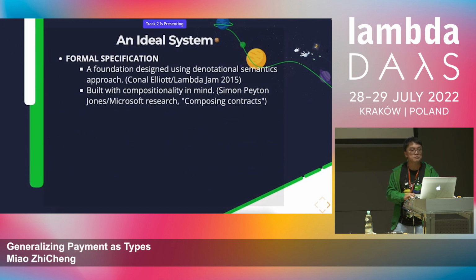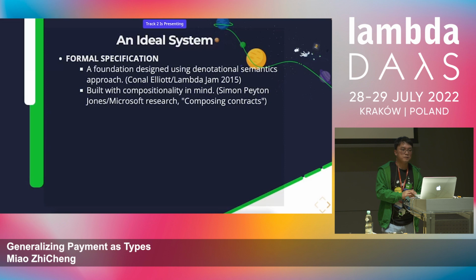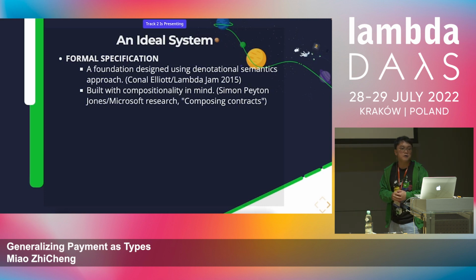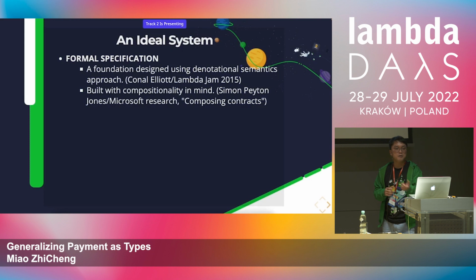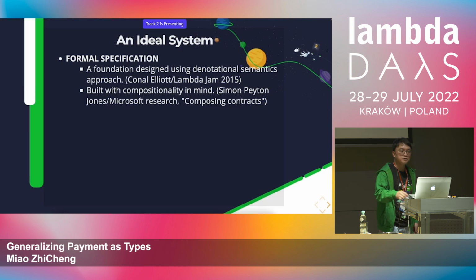So actually, Simon Peyton Jones, if you're into Haskell, you must know who he is. He has been working for Microsoft Research for a long time. Actually, I only found this hidden gem lately. He has a paper called Composing Contracts in the year 2000, and he described how you can potentially compose financial contracts using combinators in Haskell, and it's a great paper. If you're interested in this topic, have a read.